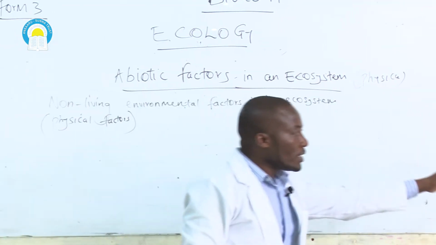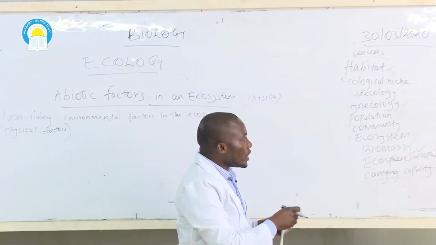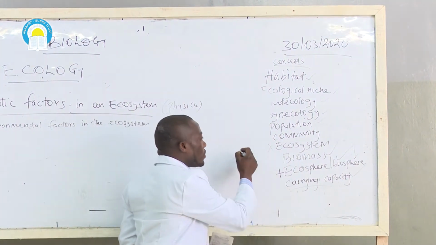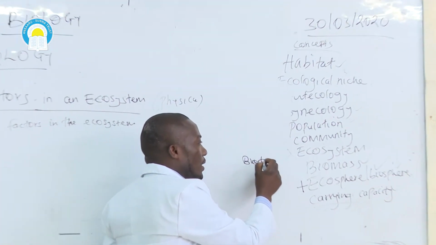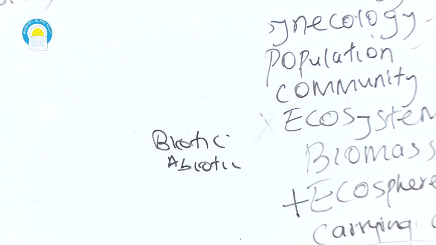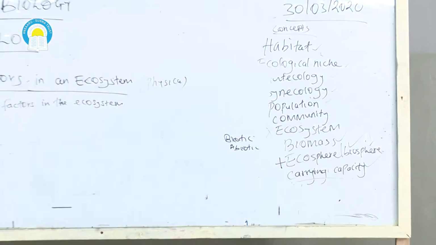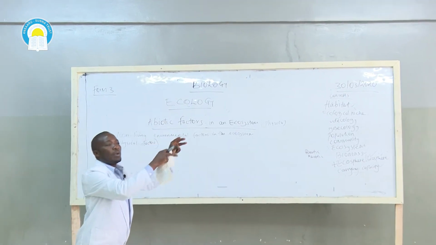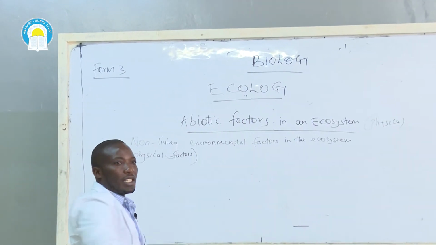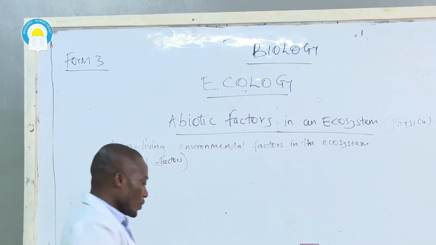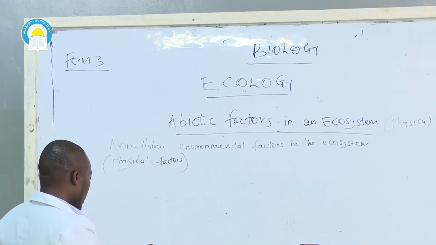We say the ecosystem is a natural unit composed of biotic and abiotic factors whose interactions lead to a self-sustaining system. Now we want to see how these abiotic factors relate with biotic ones, and at the end of the day, there is a self-sustaining system in that ecosystem.